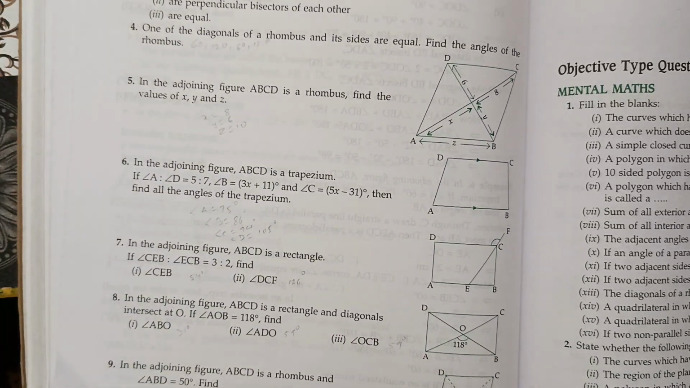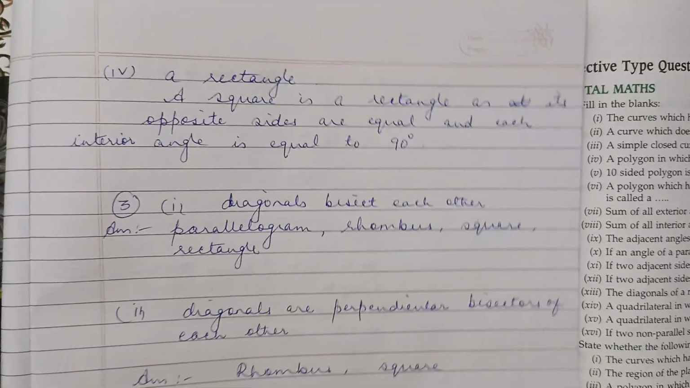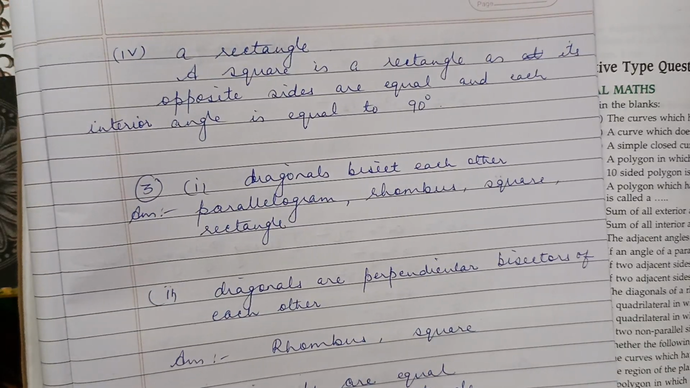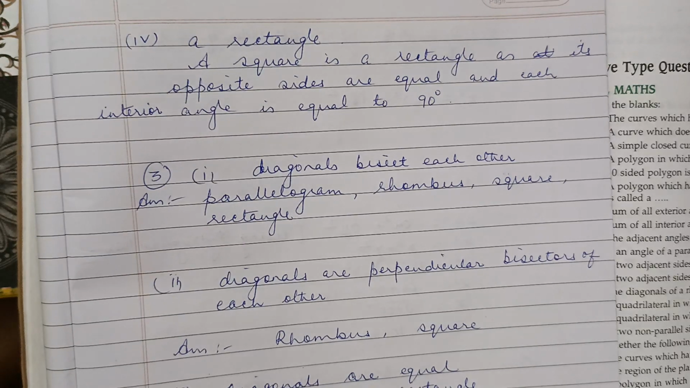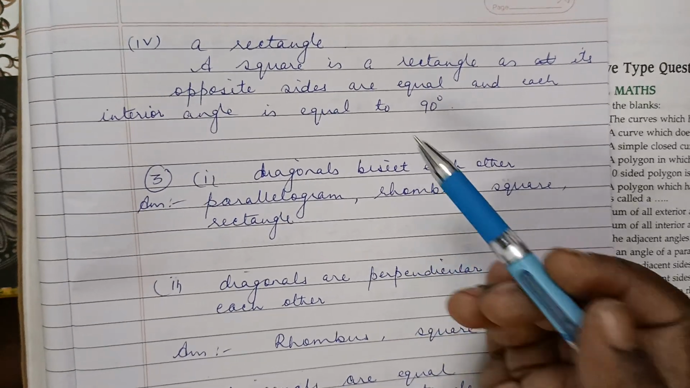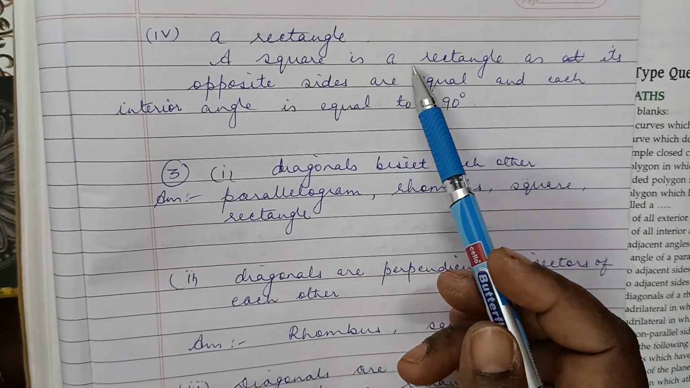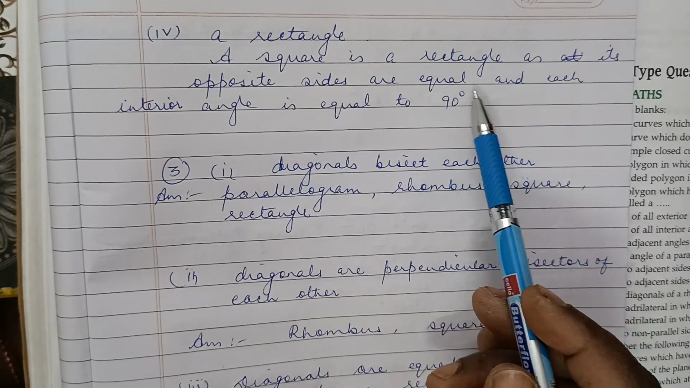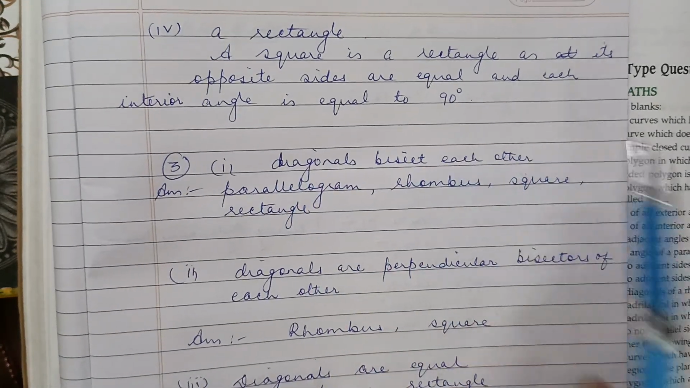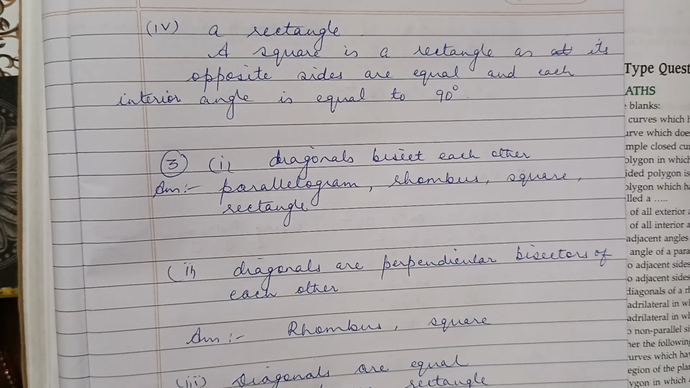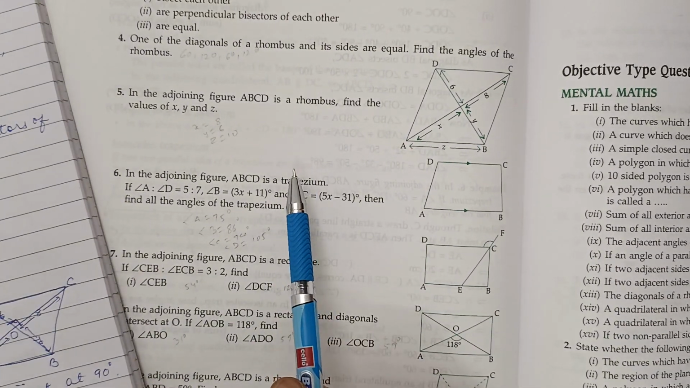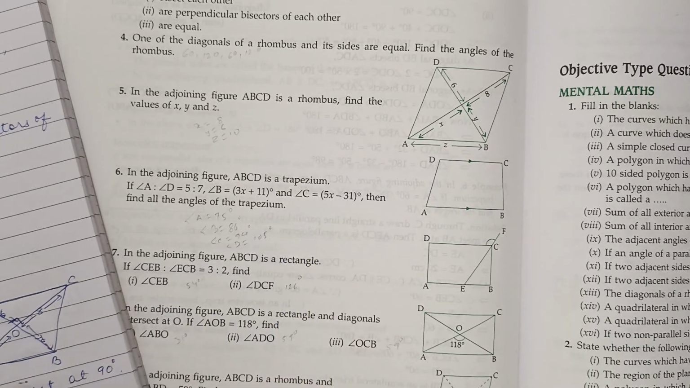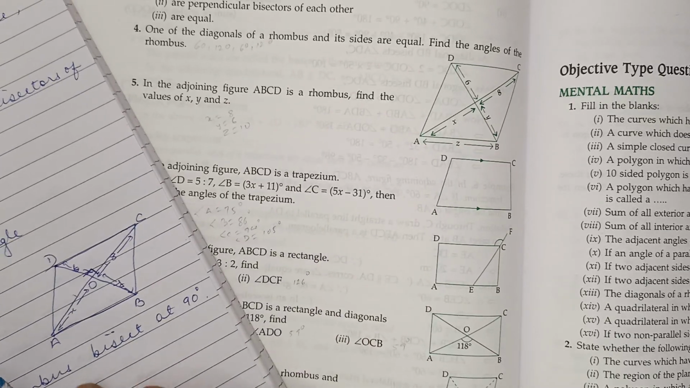Then a rectangle. We know that the property of a rectangle is that all the opposite sides are equal and parallel to each other. And secondly, each angle is equal to 90 degrees. So same is the case with square also. A square is a rectangle as its opposite sides are equal and each interior angle is equal to 90 degrees. Then question number 3. Name the quadrilaterals whose diagonals bisect each other. So, whose diagonals bisect each other?